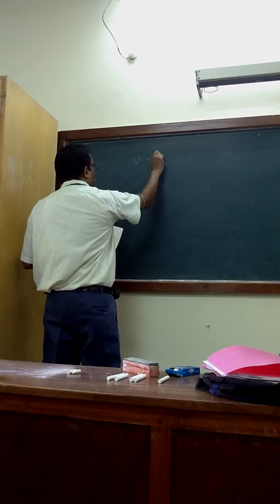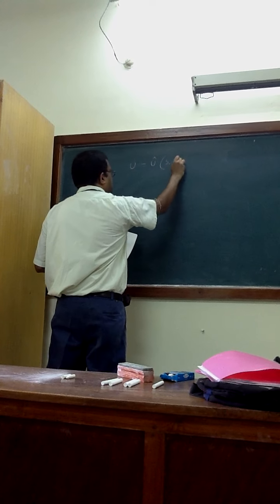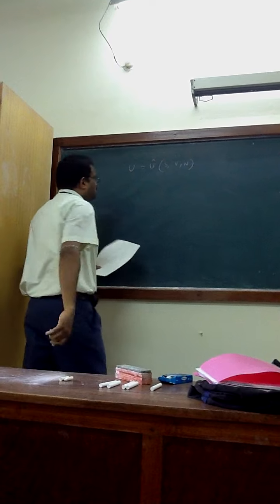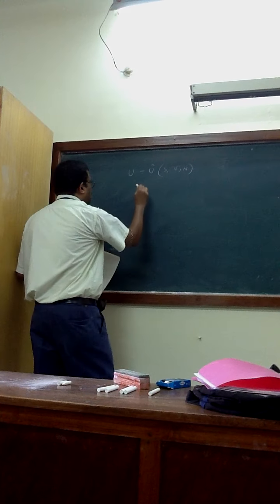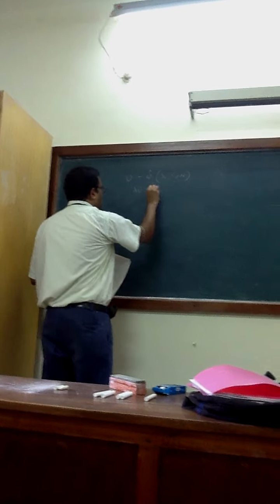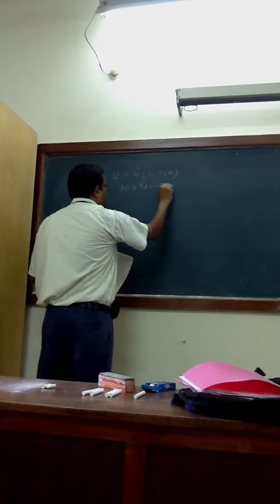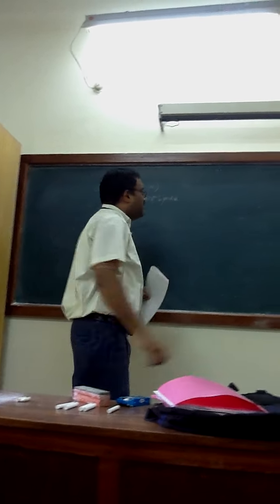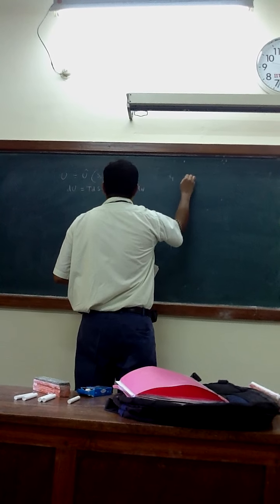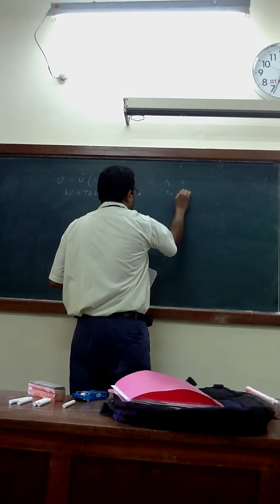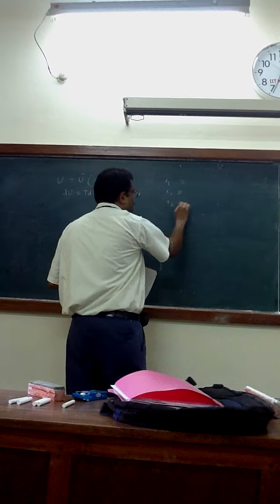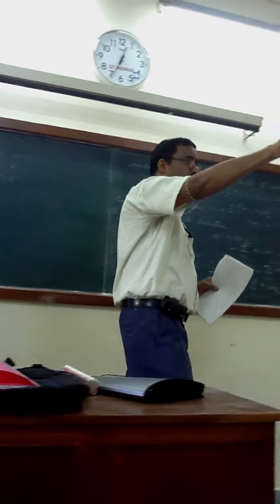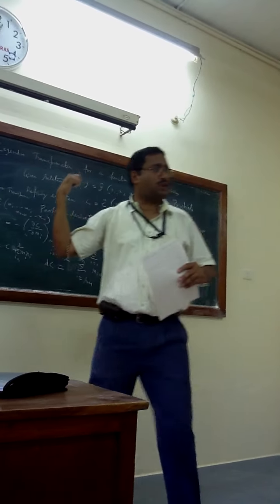U equals U hat of S, V, N. Okay? My relation is given: dU equals T dS minus P dV plus mu dN. X1 equals, second bench. So, what are X1, what are X2, what are X3?